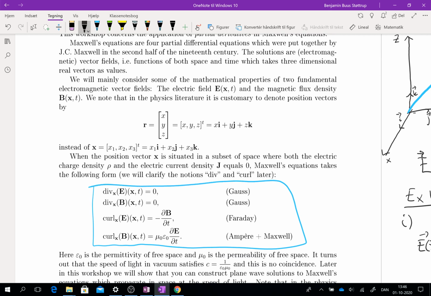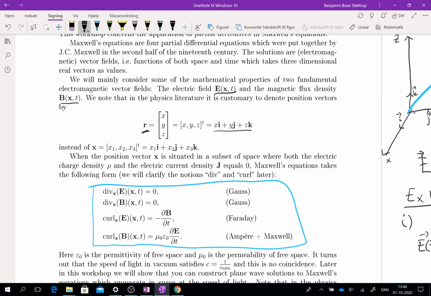And well, we see that we are concerned with two vector functions or vector fields, the electric field E and the magnetic flux density B. And these are functions of four variables. We have three spatial variables, so we will consider the position vectors R depending on three variables x, y, and z. And typically we will write them like this.